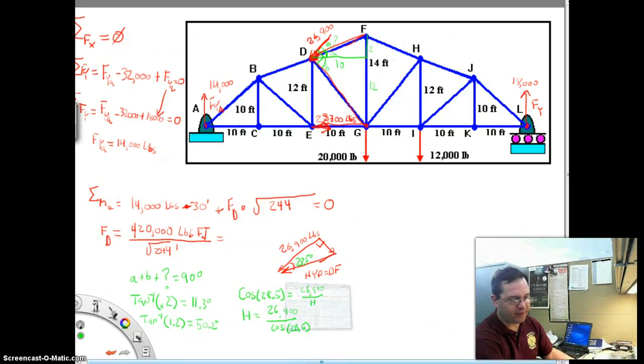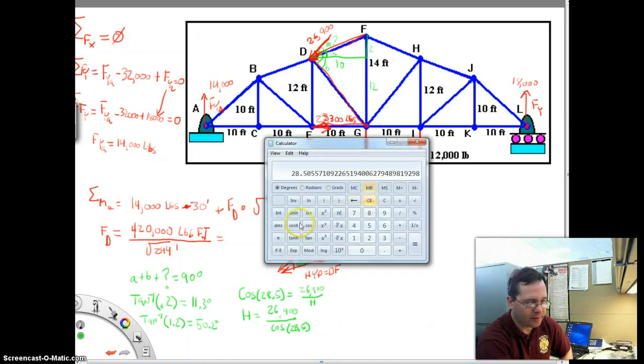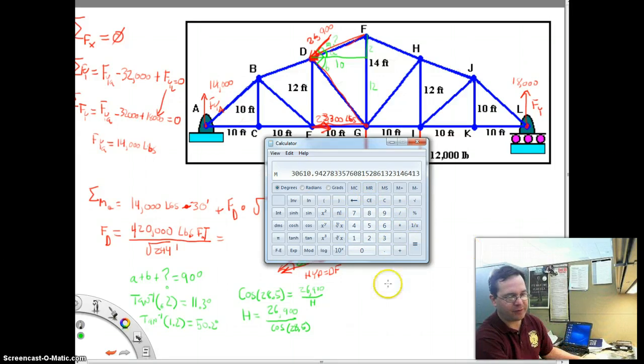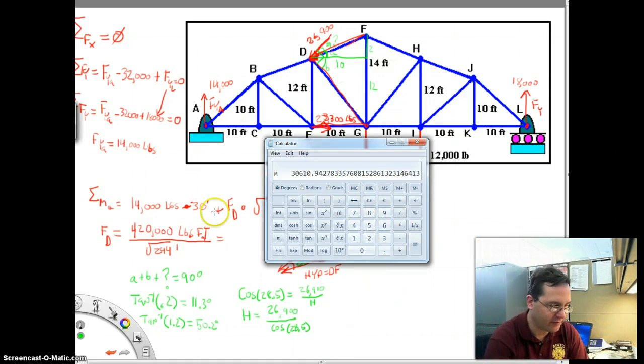So if I punch this up in my calculator, I can just take the cosine of that angle, and I'm going to put that in the memory. And then I'm going to take 26,900 and divide it by the number that's in the memory. And I get about 30,600 pounds, give or take.